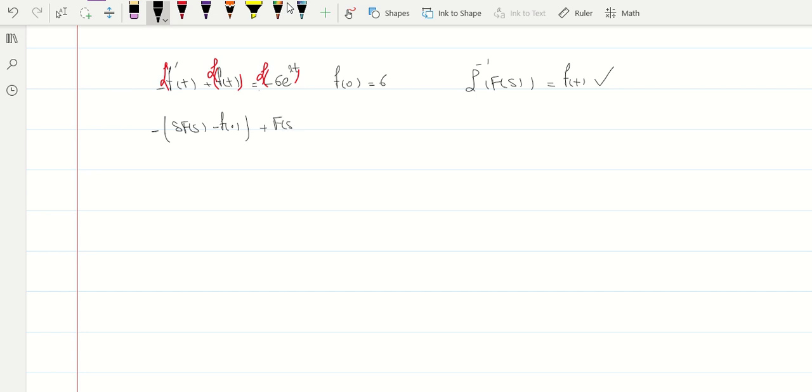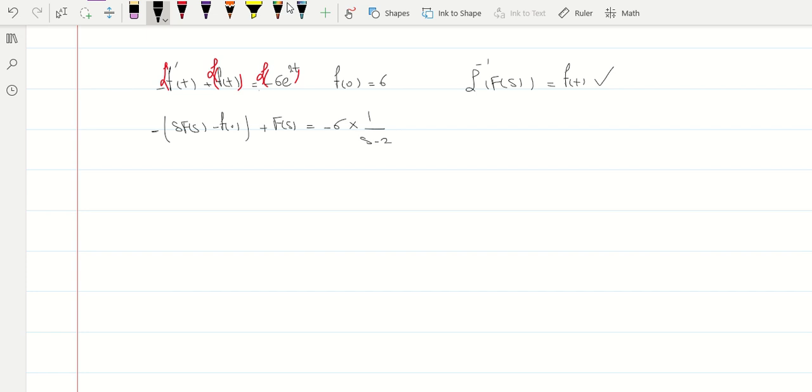is F(s), and Laplace of minus 6 times e to the 2t. Minus 6 is a constant as well, so it can be moved in front of the Laplace, and it will be minus 6 times Laplace of e to the power of 2t, which would be 1 over s minus 2.